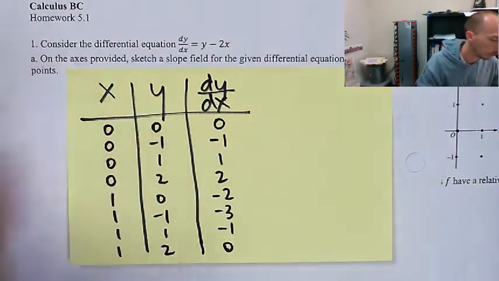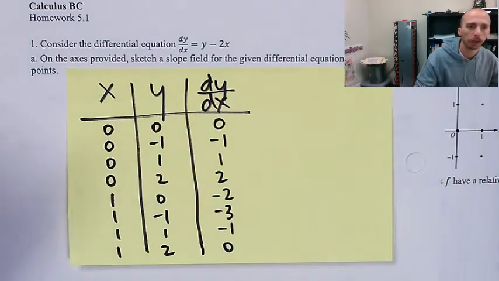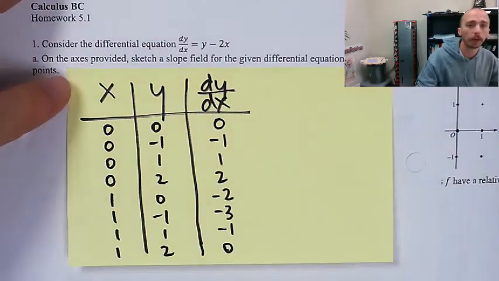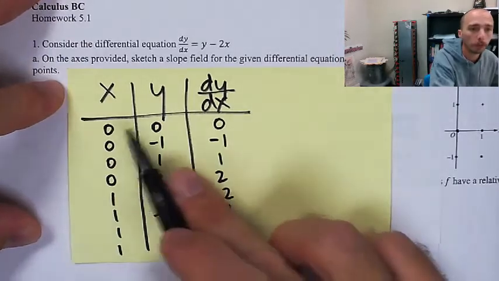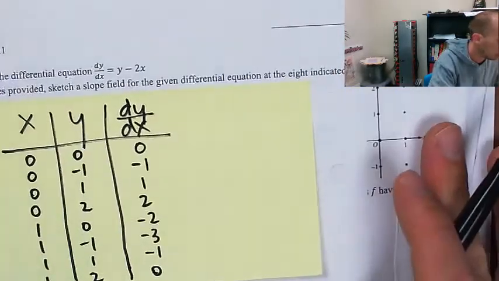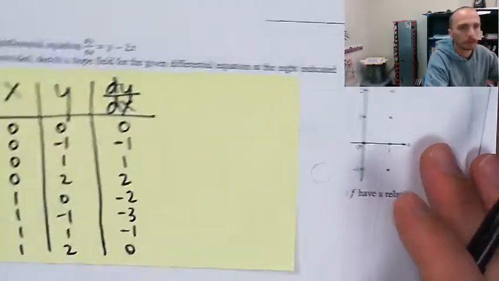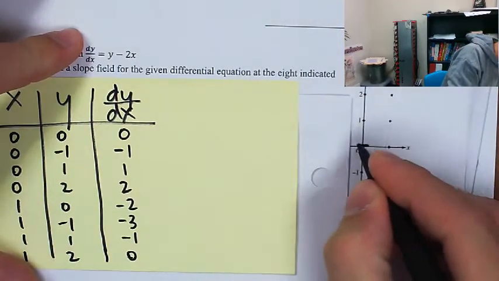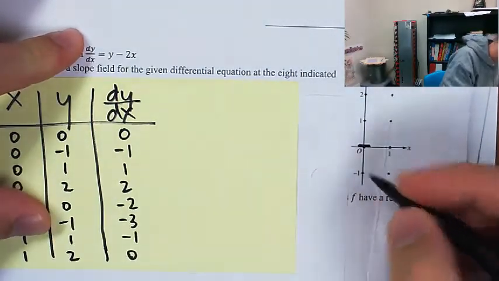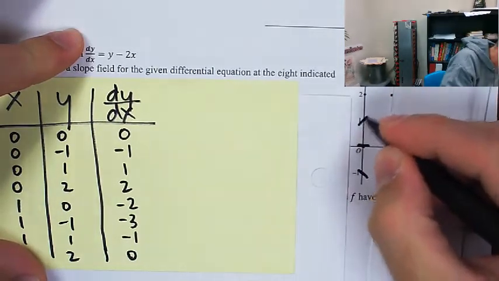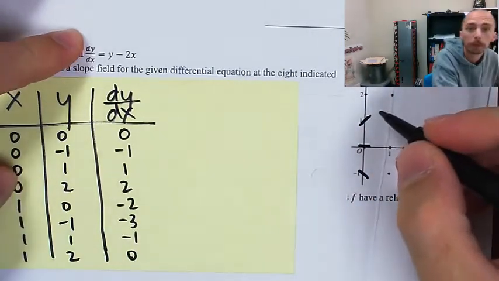I did y minus 2x and just did that while it was paused, to save a little time on the video. Now I'm going to go in and color. A slope of 0 at x equals 0 and y equals 0. The slope field's a little small, so I'm going to try to get it all in the shot. At the origin, it's slope 0. At (0, -1), the slope is negative 1. At (0, 1), the slope is positive 1. And at (0, 2), the slope is positive 2.